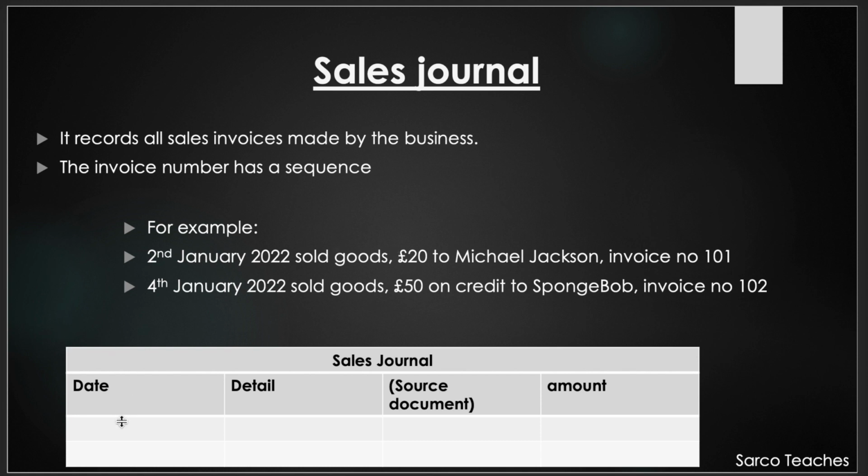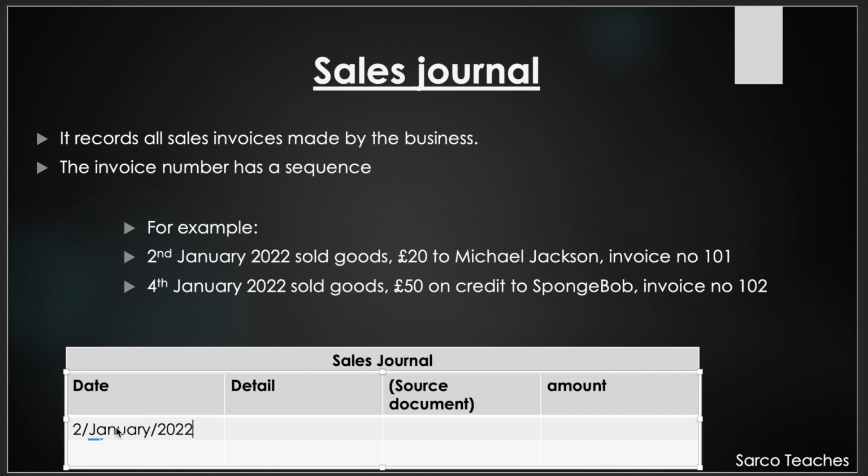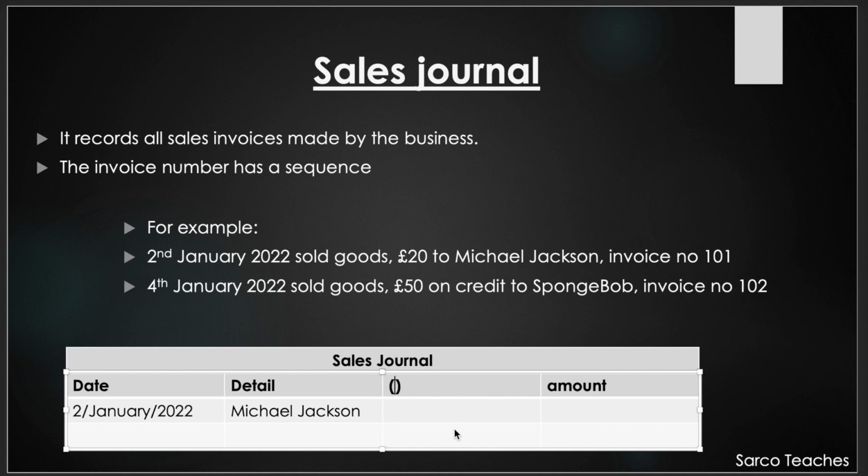Alright, so now we come down into our sales journal. The first thing we have to fill out is the date. So we write the 2nd of January 2022. The second thing is our detail. For the detail, we write the person's name or the business's name. In this case, it's Michael Jackson. Then we have the source document. Our source document is an invoice. So we write invoice on the top, and then we write the invoice number at the bottom, which is 101. Then we write the amount, which is £20.